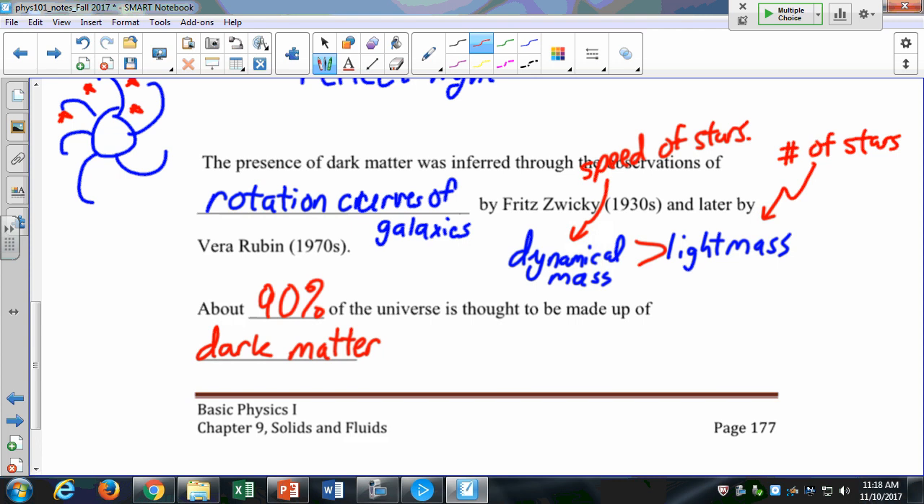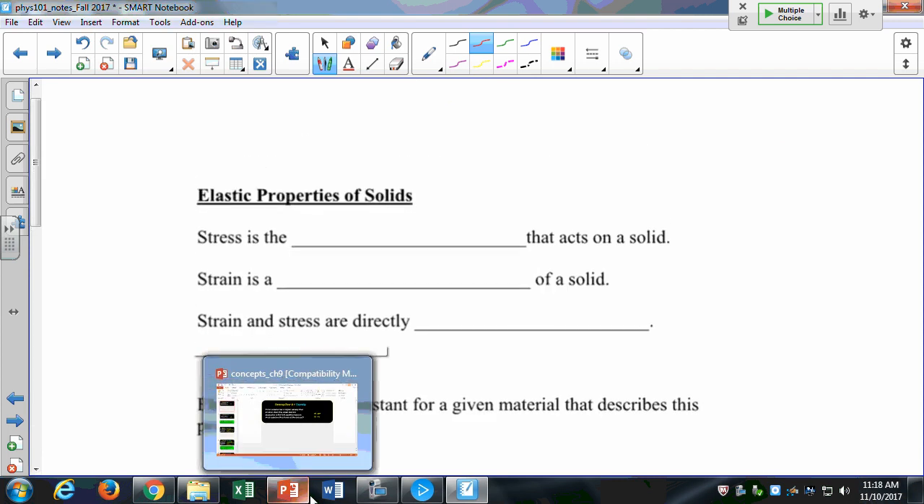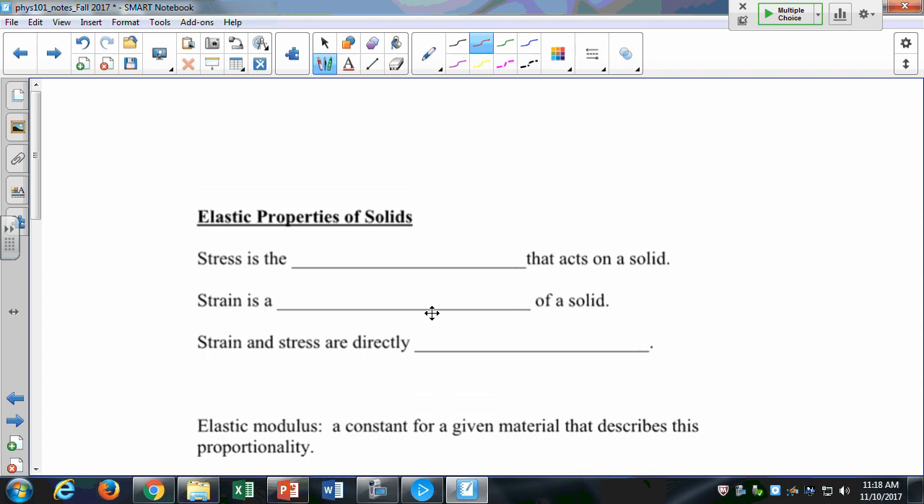So we don't really know what dark matter is, but we know that it exists because we observe its properties. Just know that dark matter is this material that makes up most of the universe, and it's based on this difference between the dynamical and the light mass.